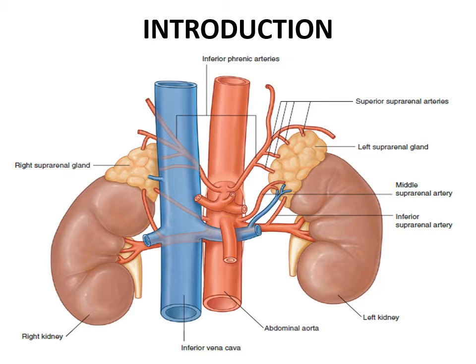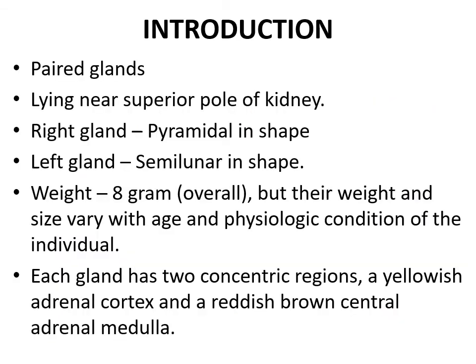Together they weigh about 8 grams, but their weight and size vary with age and physiological conditions of the individual. Each gland has two concentric regions, a yellowish adrenal cortex and a reddish brown central adrenal medulla.